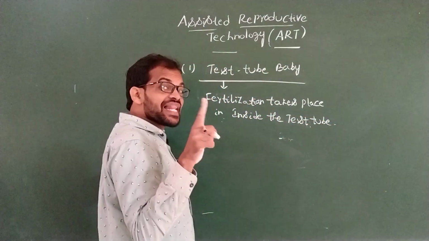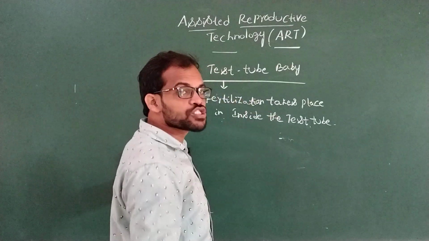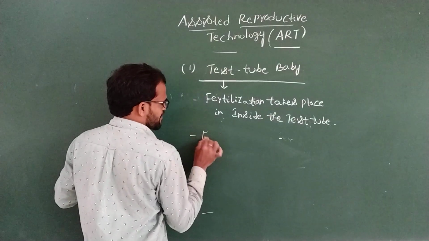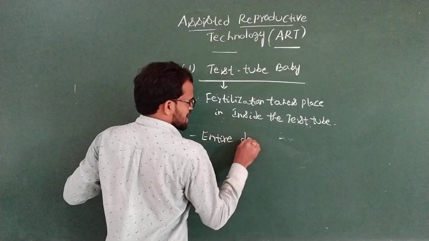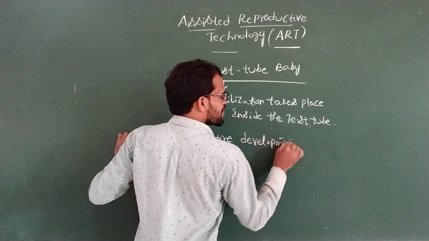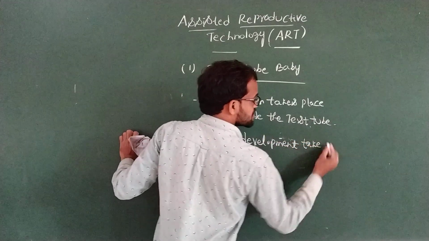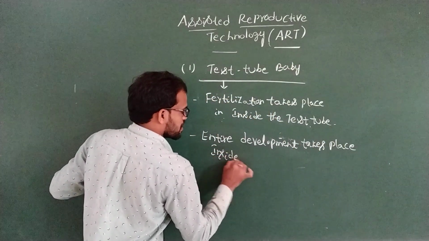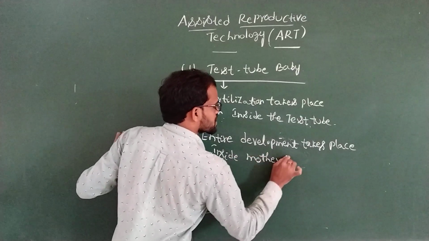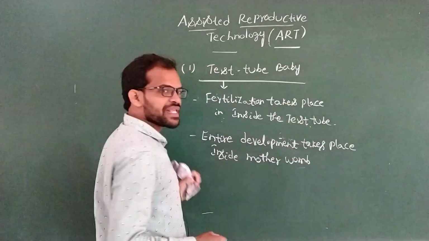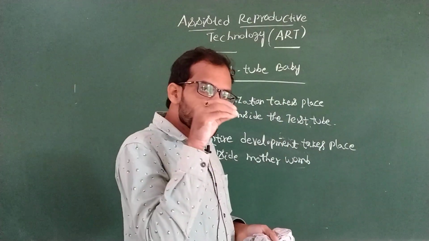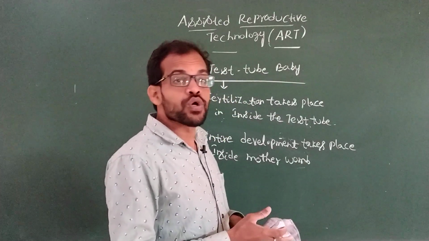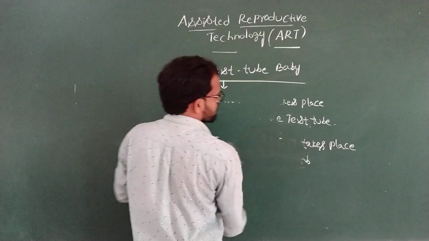Only the fusion of male gametes and female gametes takes place inside the test tube, but the entire development takes place in the mother's womb. What is the meaning of test tube? The fertilization only takes place inside the test tube. The entire development takes place in the mother's womb. How are these test tube babies produced?